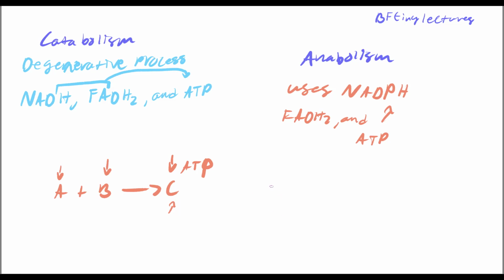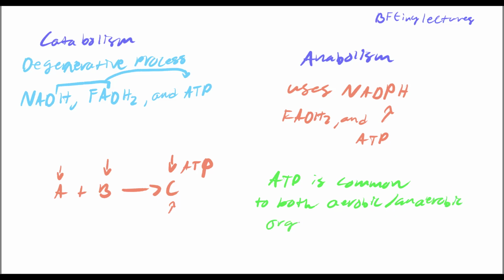So we can say that ATP right here is common to both anaerobic and aerobic organisms or pathways, okay? Because sometimes depending on the pathway that you're using, you will still be making ATP, okay? So that's what it is, right? Okay.